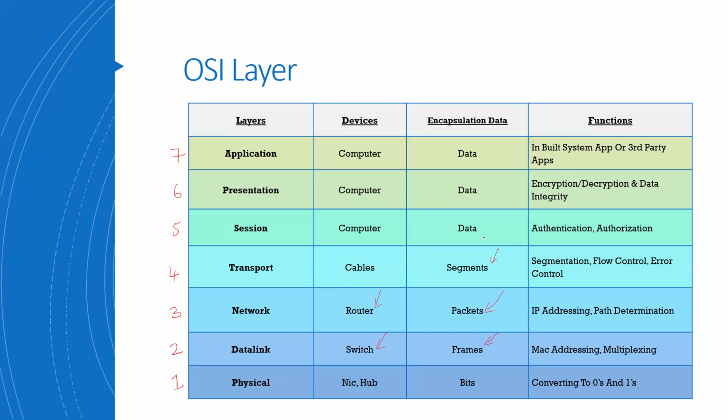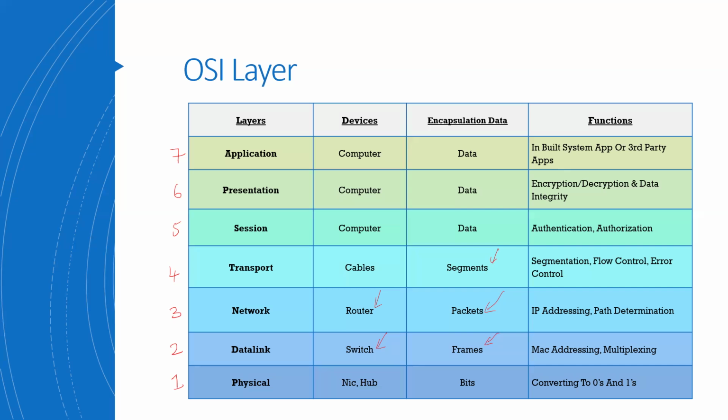Coming to the session layer, which manages sessions between applications. The session layer establishes, maintains, and terminates the communication sessions between applications. It manages dialog control, allowing multiple applications on different devices to communicate. Devices at this layer include API, application programming interface, and RPC, remote procedure call services.